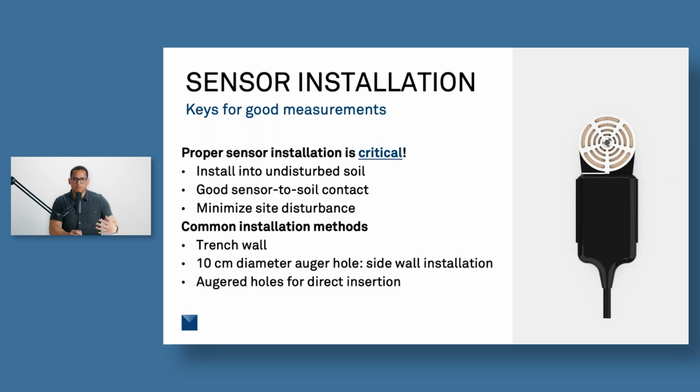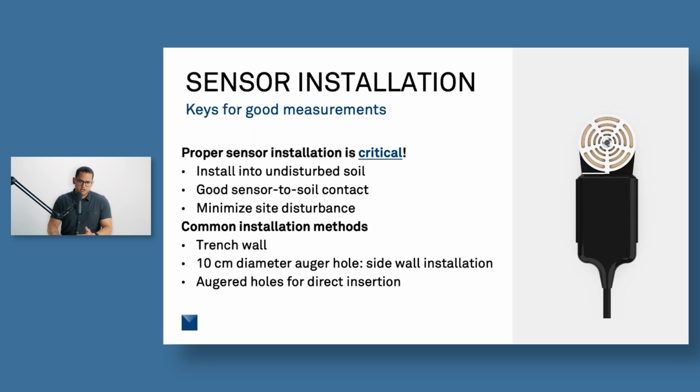Some of the other methods that we like to hit on, of course, are installations in a 10 centimeter or 4-inch diameter augered hole. Typically with those, we're installing into the sidewall of that hole. So again, it's similar to the trench, but we're minimizing the site disturbance, because we see way less site disturbance with a small augered hole versus the trench installation. And then lastly, another method we'll talk about is a direct insertion into a smaller augered hole. This is more common with tensiometers and some of the newer solid matrix sensors that we'll show here in just a second.